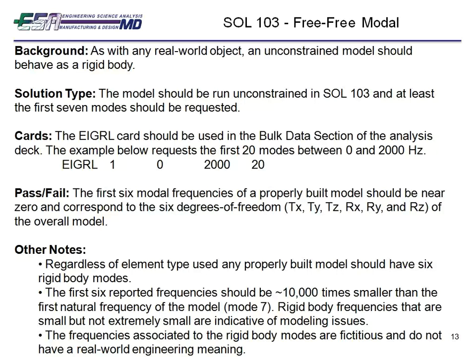If you have different components that aren't connected properly, you'll actually see near-zero frequencies for even the first 10 or so, depending on how many different bodies you have moving. And rigid body frequencies that are small but not extremely small are likely indicative of modeling issues. It's also important to realize that these frequencies are associated only with the rigid body modes and do not have any real-world meaning. They're simply assigned to them by the solver.